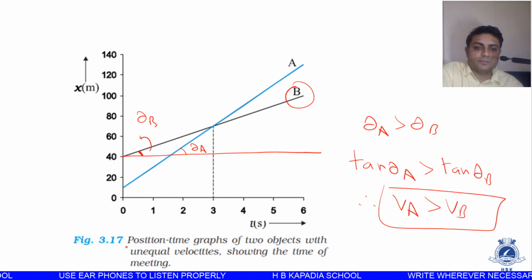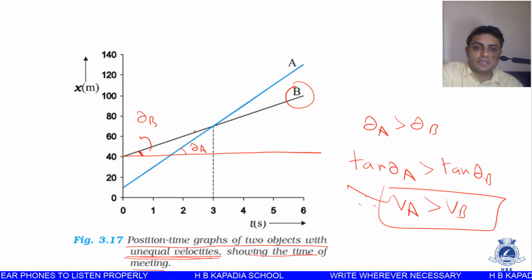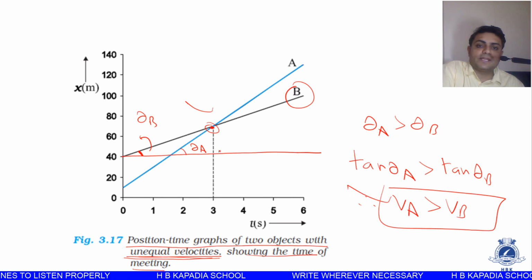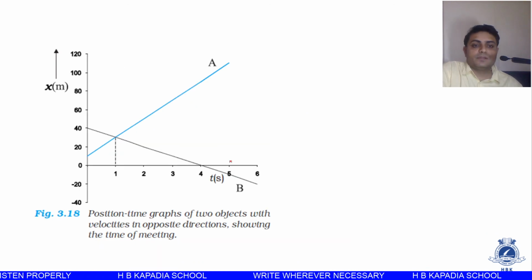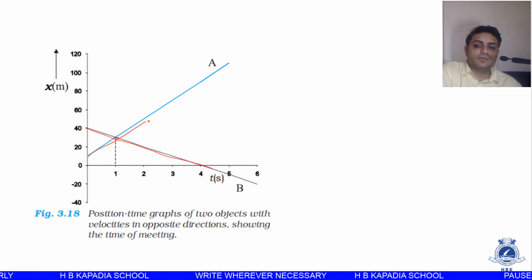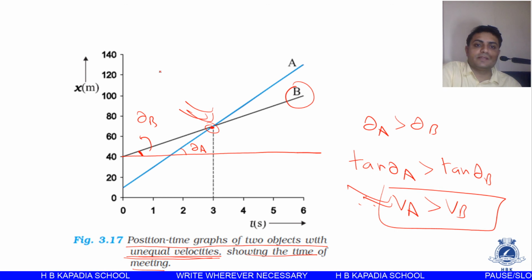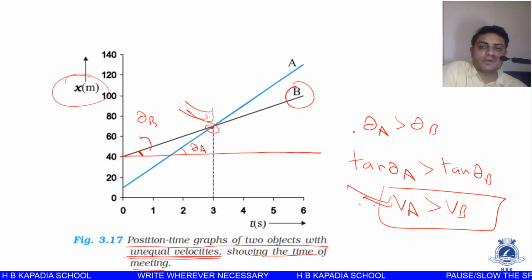So it is written over here, position time graph of two objects with unequal velocities. Over here the velocities are unequal, showing the time of meeting. Okay, they can meet even when the velocities are different, at a given point. So this is the point where they will meet. In this case both the velocities were in the positive direction. Both the objects were moving along the positive x direction.